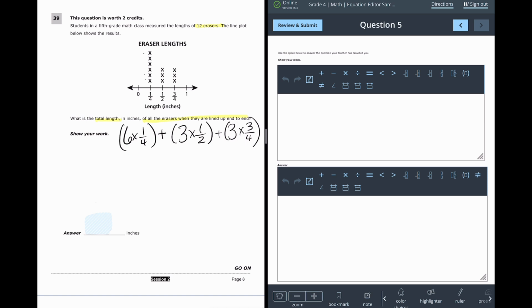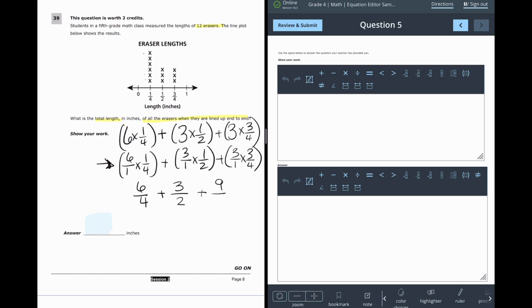And now, because these are whole numbers, I want to be able to multiply them as fractions. I'm going to do 6 over 1 times 1/4 plus 3 over 1 times 1/2 plus 3 over 1 times 3/4. This I definitely want to copy. Maybe not the first one, but maybe the second one. And now I'm going to multiply each one. I get 6 over 4 plus 3 over 2 plus 9 over 4.